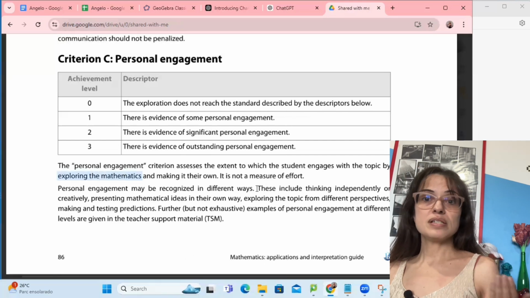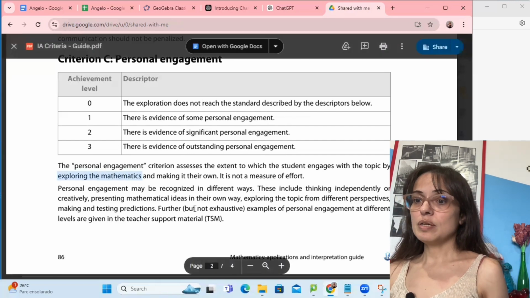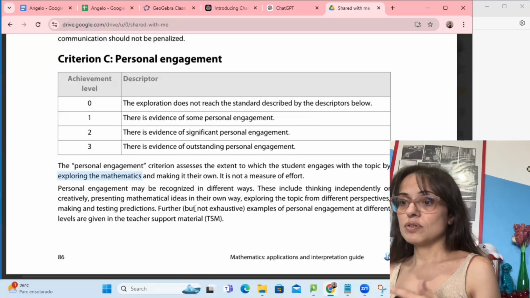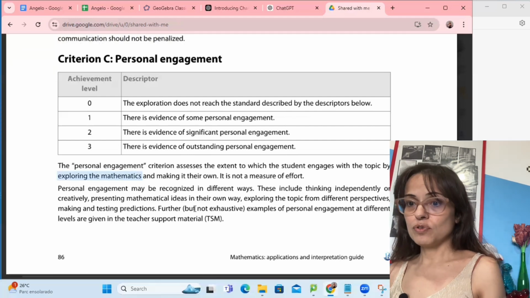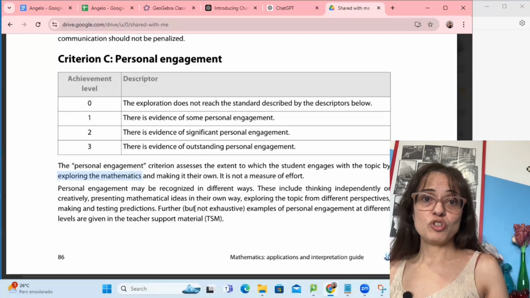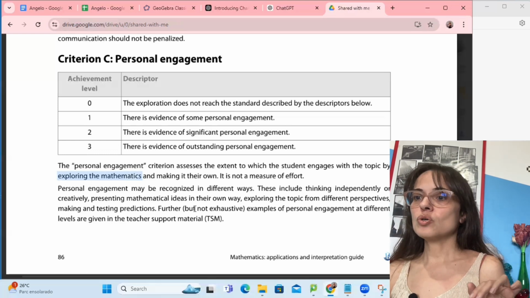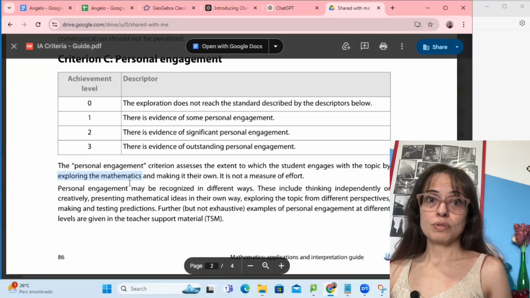It may be recognized in different ways. This includes thinking independently or creatively, presenting mathematical ideas in their own way, exploring different perspectives, making predictions, testing. It is a subjective overall thing. It is not a checkbox that you're going to check at some point in your file. So I'm giving myself a 2 for this one.